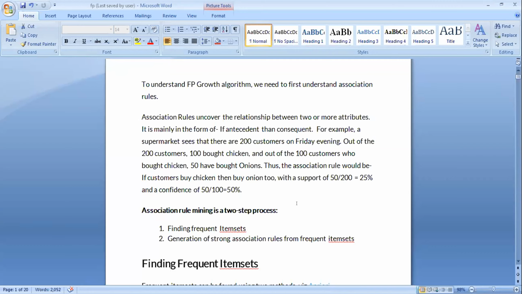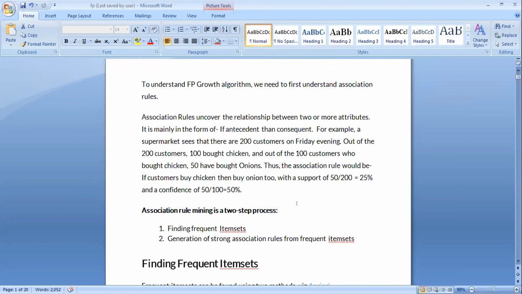So here is an example. Out of 200 customers, 100 people buy chicken, and out of the 100 customers who bought chicken, 50% bought onions also. The association rule would be that customers who buy chicken also buy onion, with support 50 by 200, that is 25%. And confidence: 100 people bought the particular item, that is chicken, and 50 people bought onions also. So we can say the confidence is 50%.